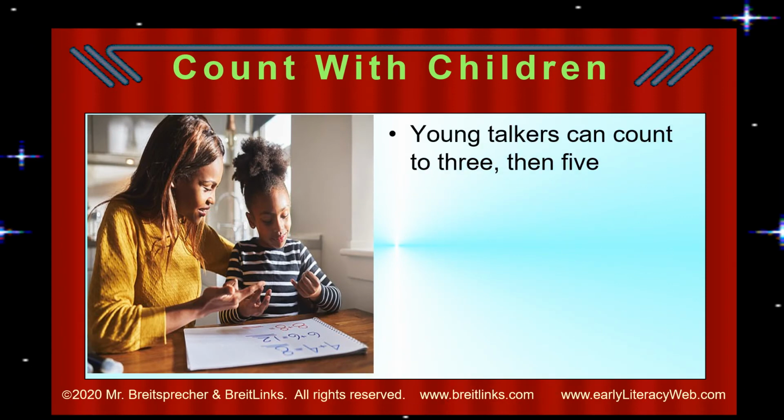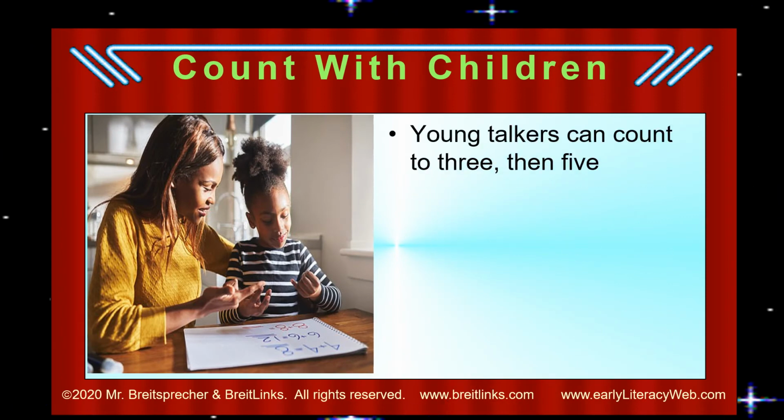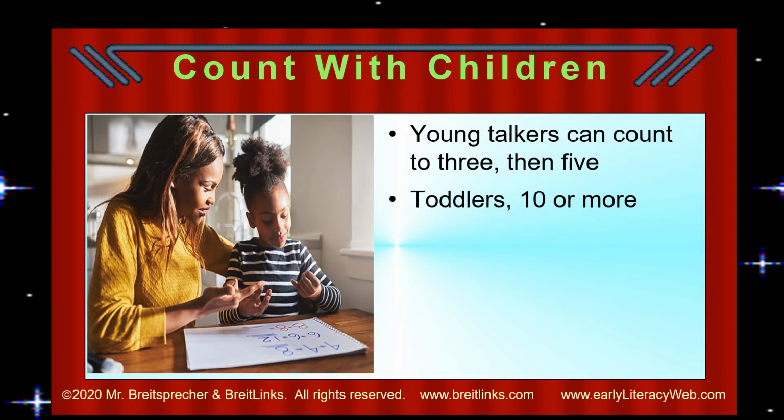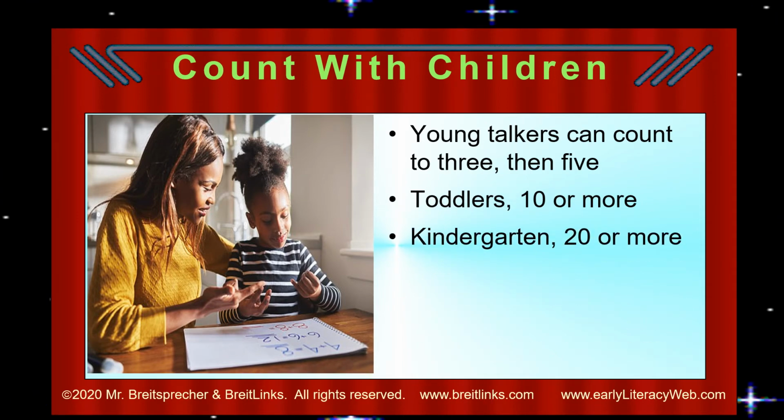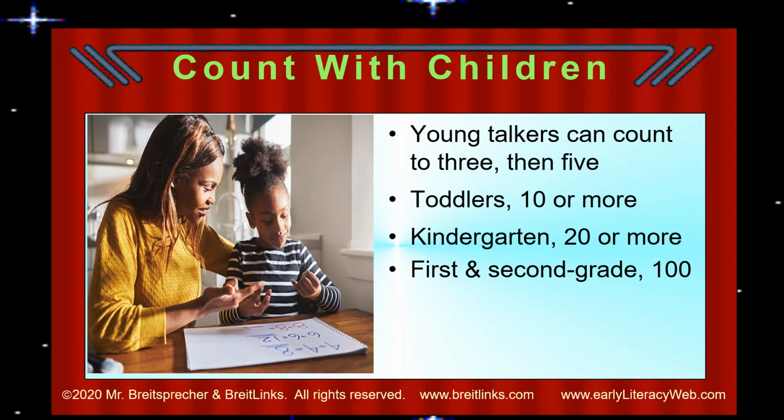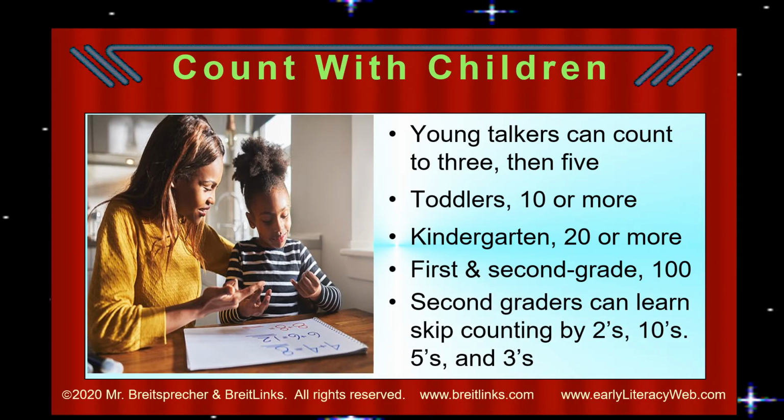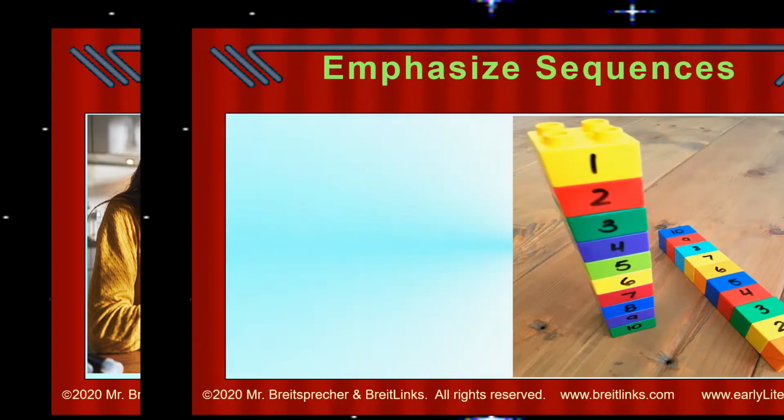The youngest talkers can learn to count to 3 and then 5. Toddlers can count to 10 and then more. Kindergarten students can count to 20 and then more. 1st and 2nd graders can count to 100. 2nd graders can learn to skip count by 2, 5s, and then 3s.